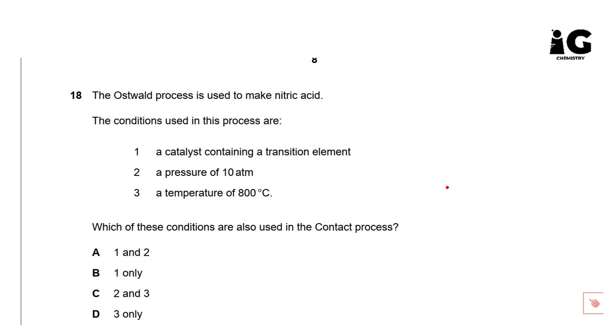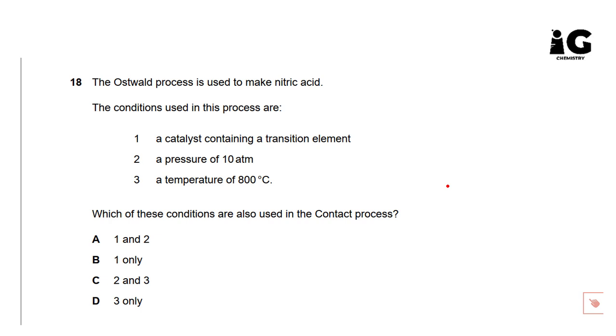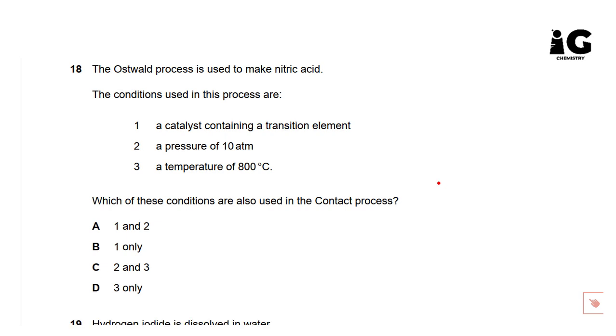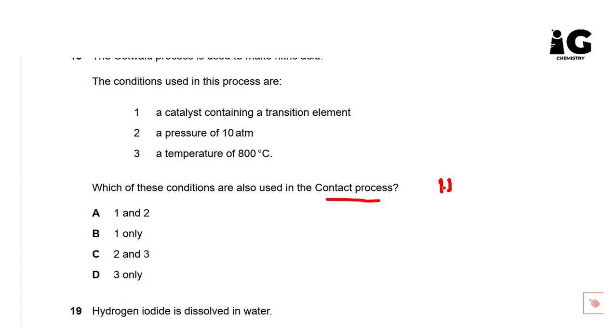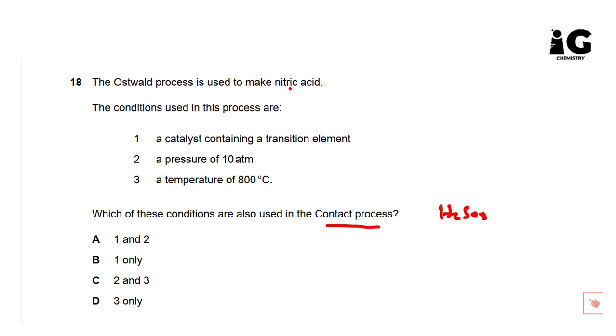Okay. 18. The Ostwald process is used to make nitric acid. The conditions used in this process are a catalyst containing a transition element, a pressure of 10 atmospheres, and a temperature of 800 degrees Celsius. Which of these conditions are also used in the contact process? Let's compare with the contact process, which is used to prepare H2SO4, sulfuric acid, and this is the one used to make nitric acid.